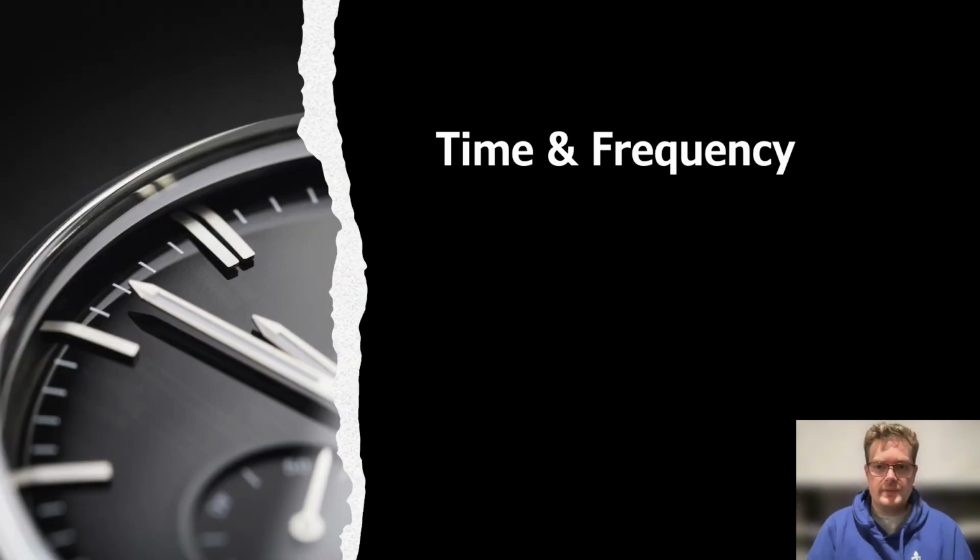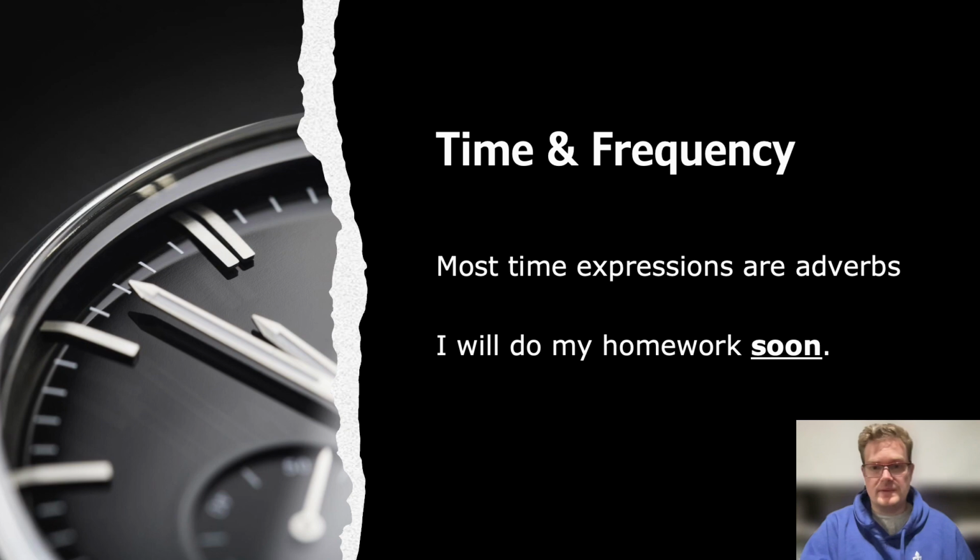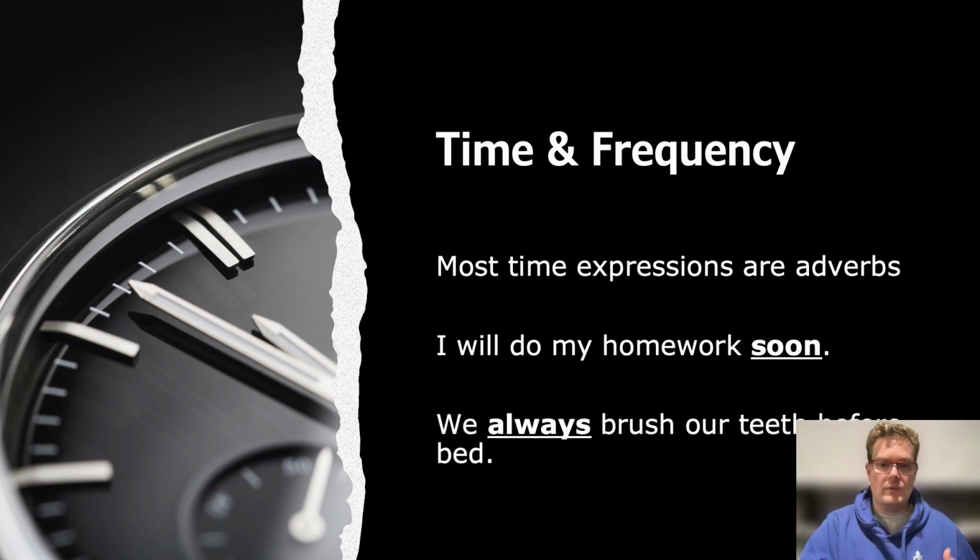Also, lots of adverbs tell you the time or frequency that something's happening. So most time expressions tend to be adverbs, like I'll do my homework soon, or we always brush our teeth before bed, or I never go to the shops on my own, or we always eat something before we go to the movies. Any of those time expressions that just exist on their own, they're all adverbs. They're telling you when the verb is happening, so that is kind of describing the verb.